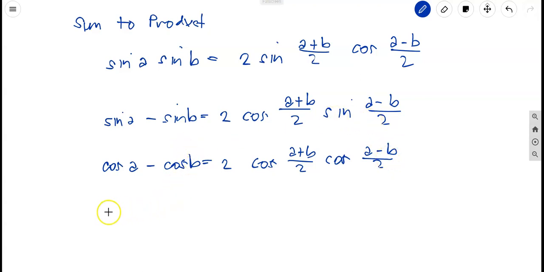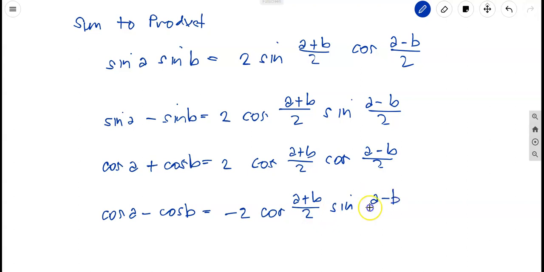How about for the cosine difference? So for cosine A, this one is plus, guys. Cosine A minus cosine B is equal to negative 2 sine (A plus B) over 2, and then sine (A minus B) all over 2. So these are the formulas for sum to product functions. So let's try some examples.